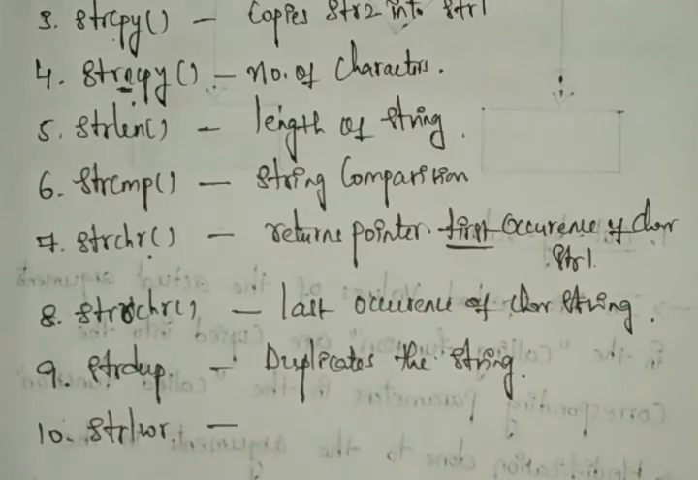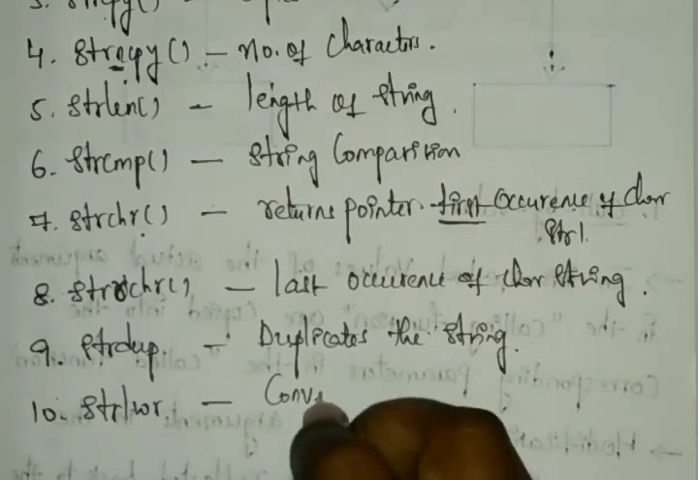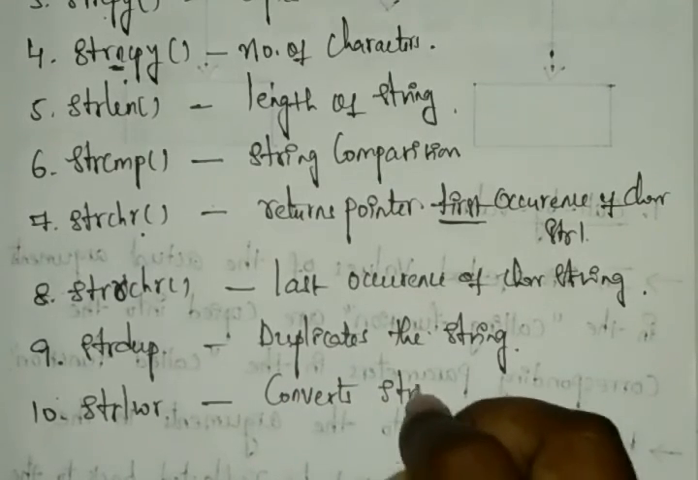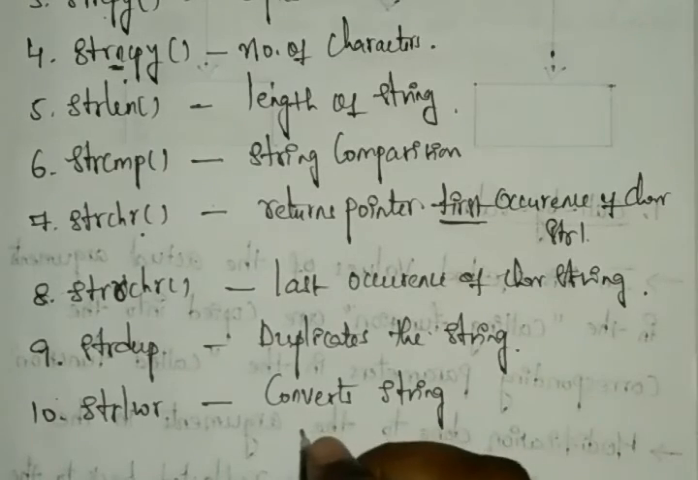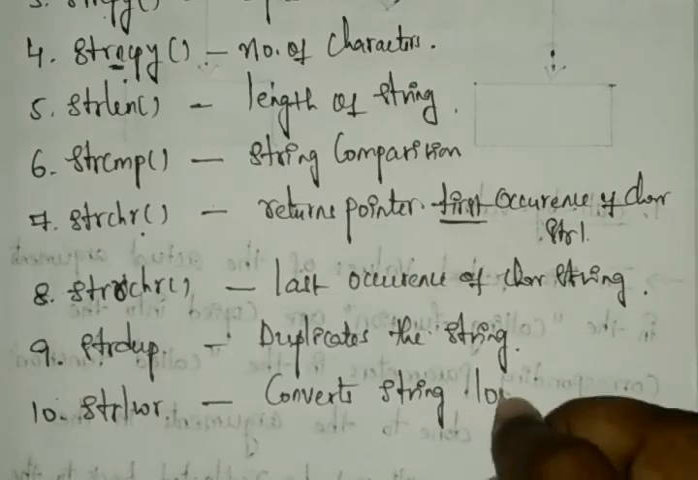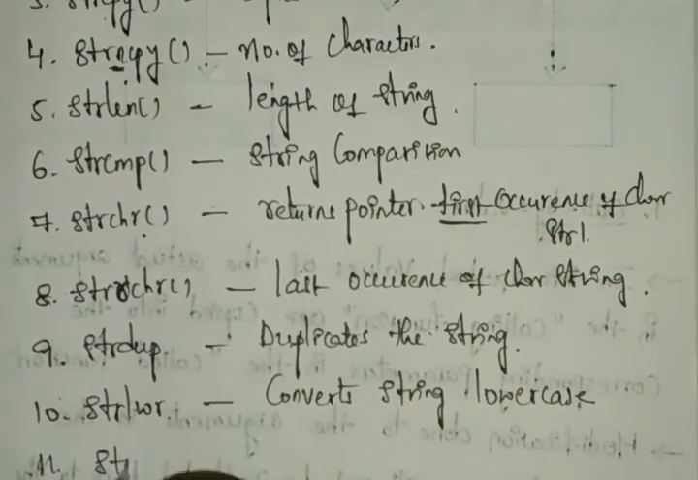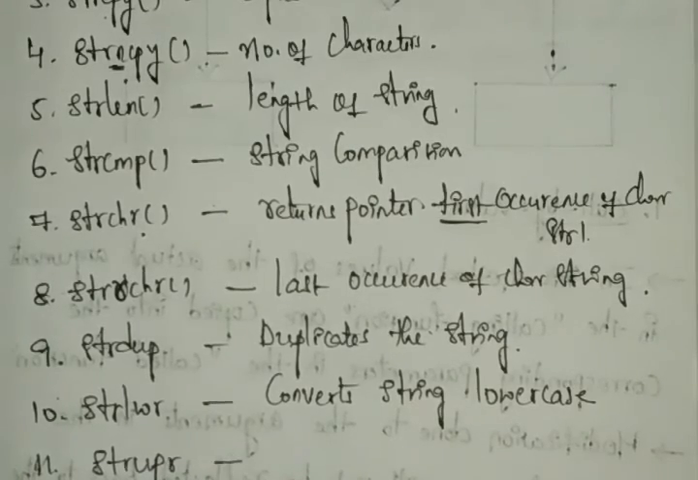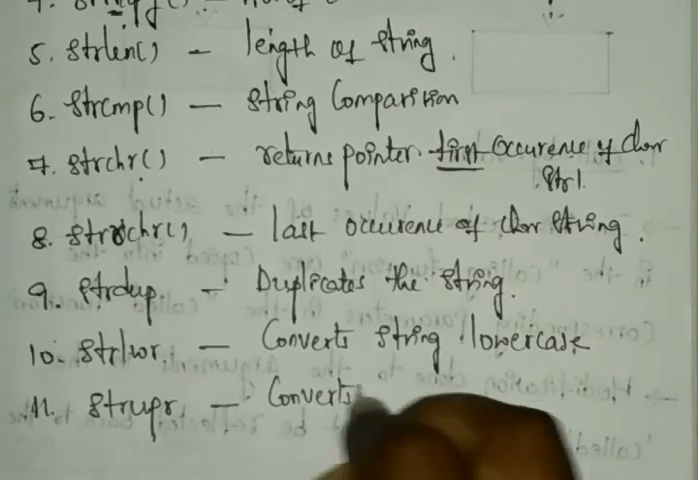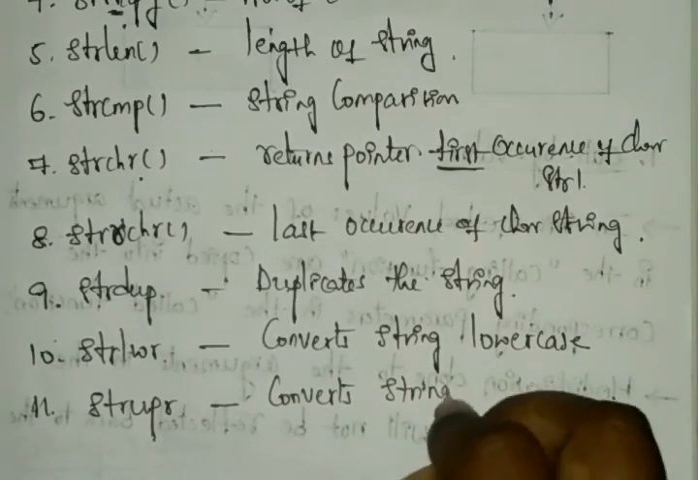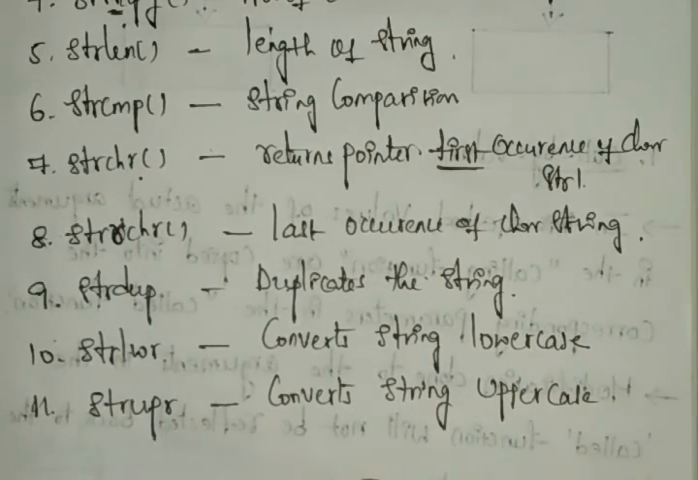LWR means whatever strings you have are converted into lower case letters. If you write strlwr, it automatically converts the string into lower case letters. And next here we have the strupr. Upr means upper. If you have any characters in small case letters, it automatically converts them into uppercase letters, string upper.